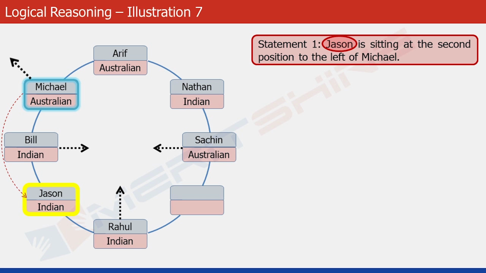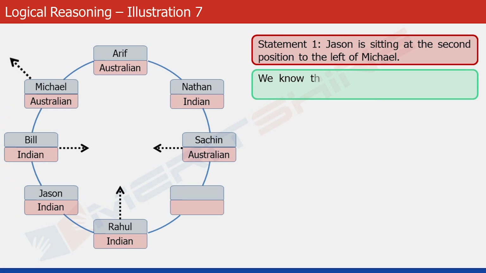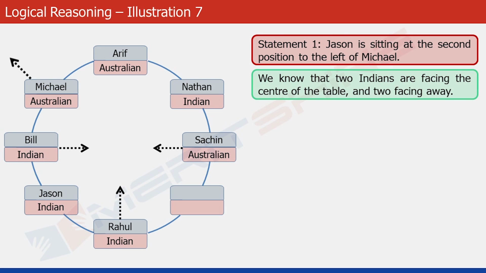Let's move forward. We know that two Indians are facing the center of the table and two are facing away from the table. Look at Bill and Rahul. They're facing towards the center. It means that the other two Indians, Nathan and Jason, have to face away from the table. Moving forward, look at the cell highlighted in yellow now. There's just one person left whose name is yet to appear on the table, Tuscan. So we have no option but to write Tuscan here.